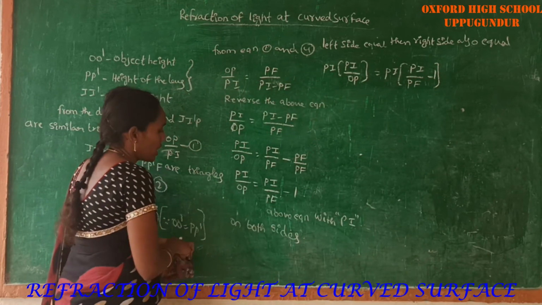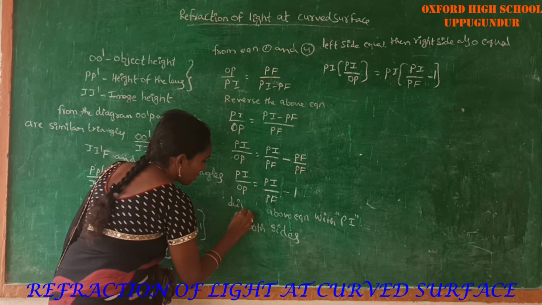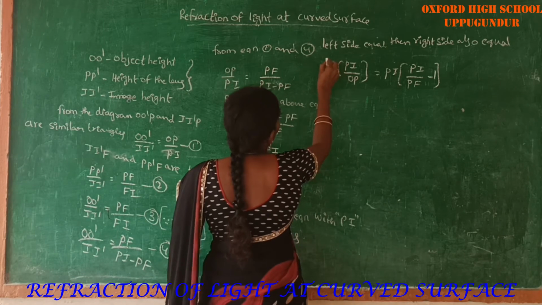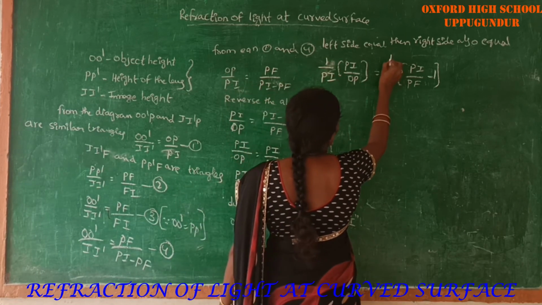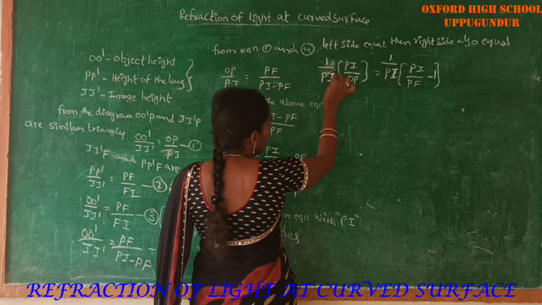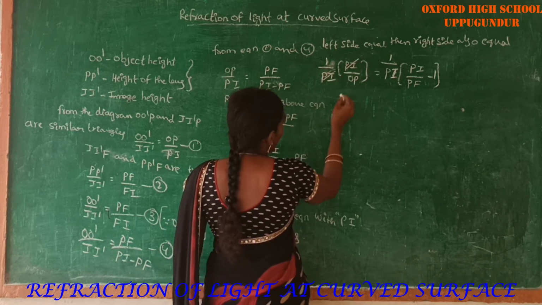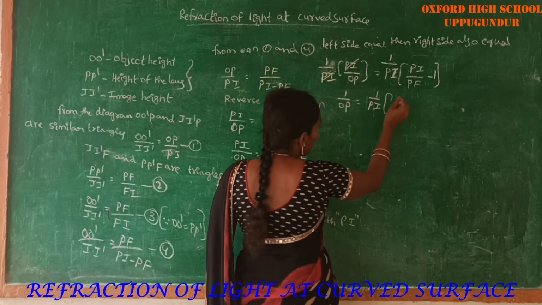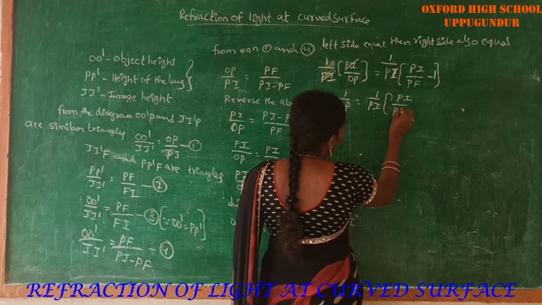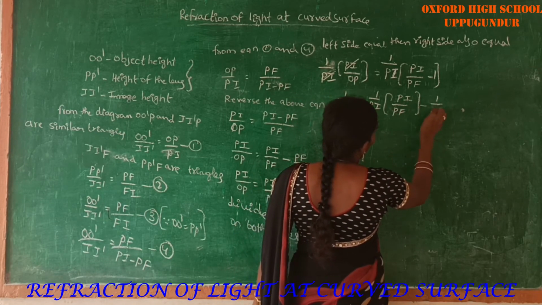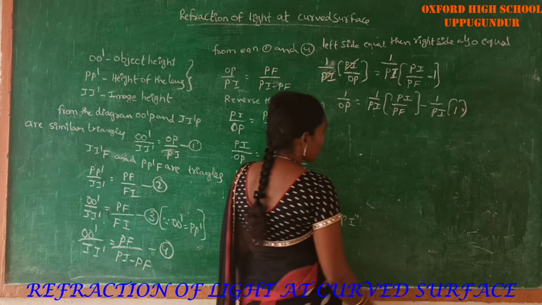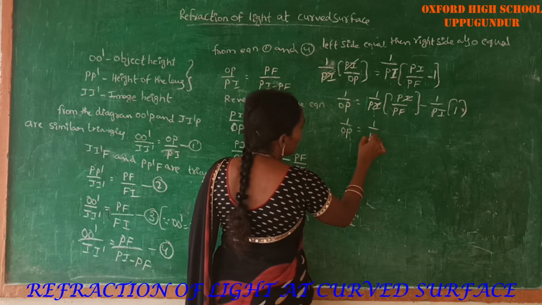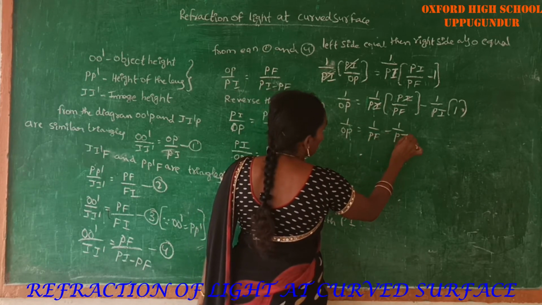Divide the above equation, not multiply. Divide the above equation with PI. Here PI gets cancelled. 1 by OP is equal to 1 by PI into PI by PF minus 1 by PI into 1. Here PI gets cancelled. 1 by OP is equal to 1 by PF minus 1 by PI.